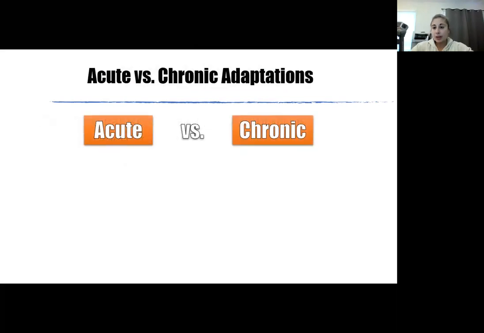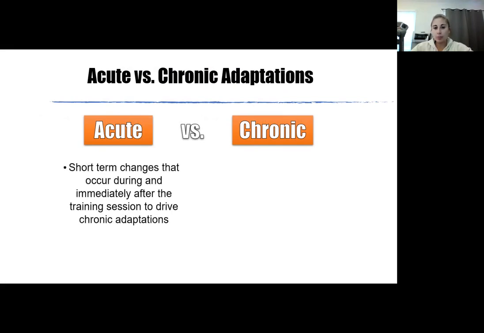So first we need to understand the definitions of acute versus chronic adaptation. So what's an acute response? It's more like a response. And then what's a chronic adaptation? So an acute response is that short-term change that's going to happen immediately after your training session. And whatever short-term changes happen will then lead to and drive those chronic adaptations. Okay, so it's a short-term change. It will go back to your normal levels after, but right after you're done your session, what actually happens?